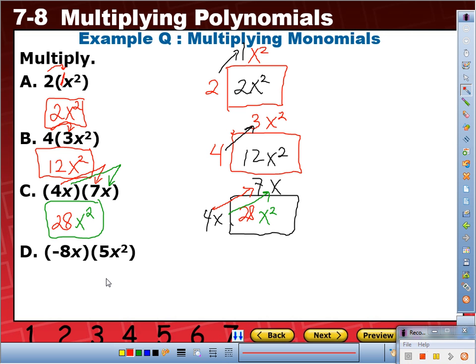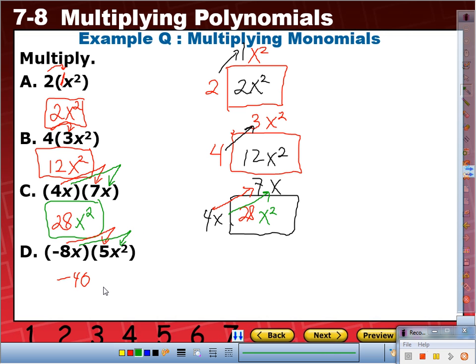Okay, so for D, you should have multiplied negative 8 times 5, that becomes negative 40. And x times x squared becomes x cubed. Hands up if you got that.